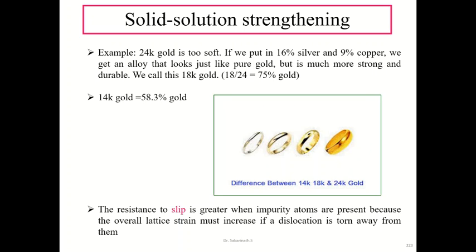In an 18 karat gold, when we alloy with 16% silver and 9% copper, we will get an 18 karat gold, which will have 75% gold. So this is the difference between a 14 karat, 18 karat and a 24 karat gold. These three are 14 karat, 18 karat and 24 karat gold, and it's the difference from pure gold.